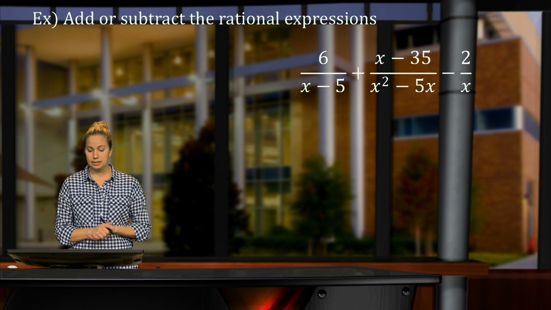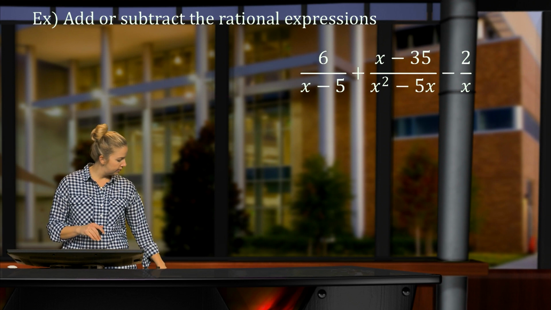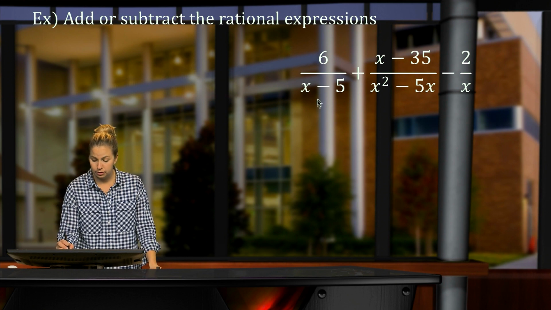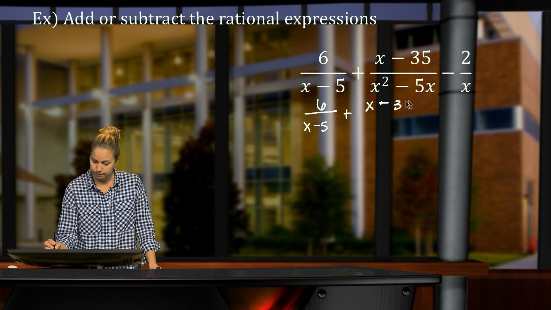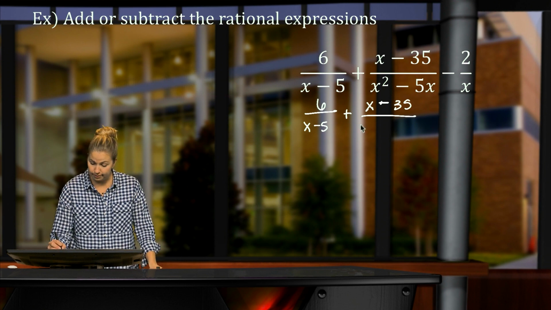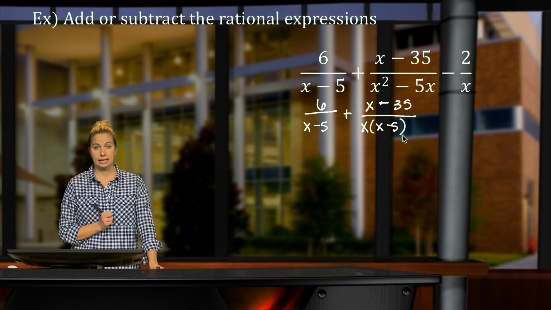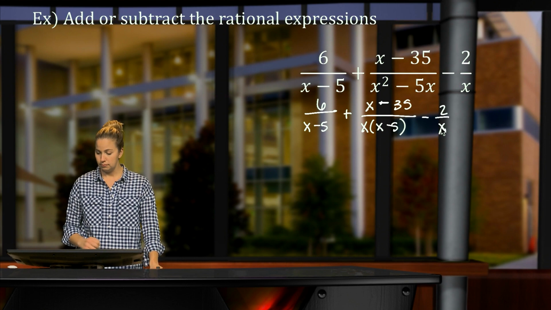6 over x minus 5, plus x minus 35 over x squared minus 5x, minus 2 over x. We're going to start by factoring our denominators. 6 over x minus 5 won't change. x squared minus 5x has a GCF of x, so we will factor out x, and that's x times x minus 5, minus 2 over x.